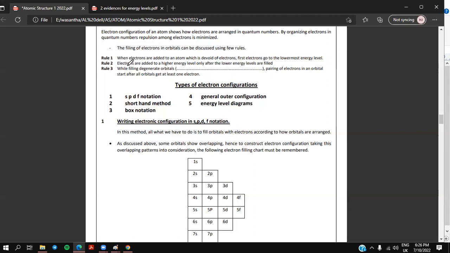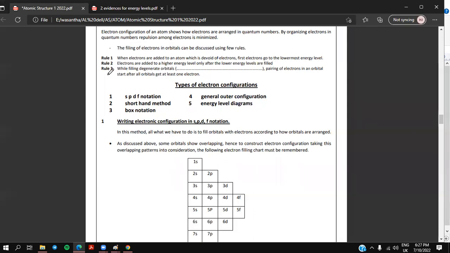Second rule, electrons are added to the higher energy levels only after the lower energy levels are fulfilled. It means you can't go to second quantum number without filling the quantum number 1. You can't go to quantum number 4 without completing quantum number 3.